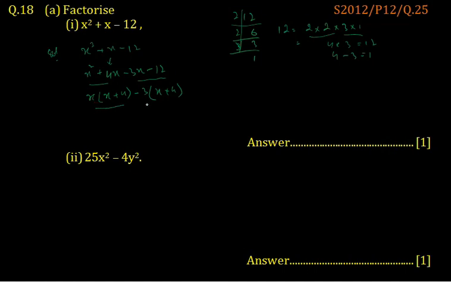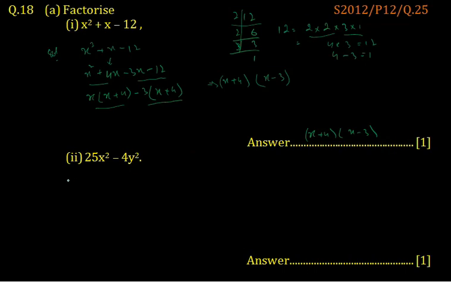Now there are 2 terms, and x plus 4 is taken as common, and the left behind is x minus 3, in another bracket. So these 2 are the factors of the given expression. So the answer is x plus 4 bracket x minus 3.